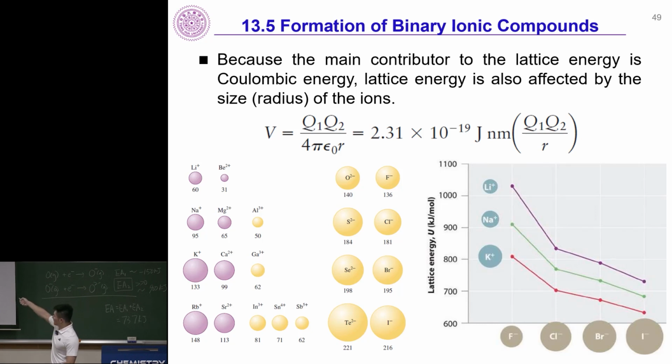It's going to be the same as we keep the size of the anion but make the cation larger and larger: we also decrease the lattice energy. And for each cation, increasing the size of the anion decays the lattice energy almost inversely. So it makes sense from the Coulombic energy sense.